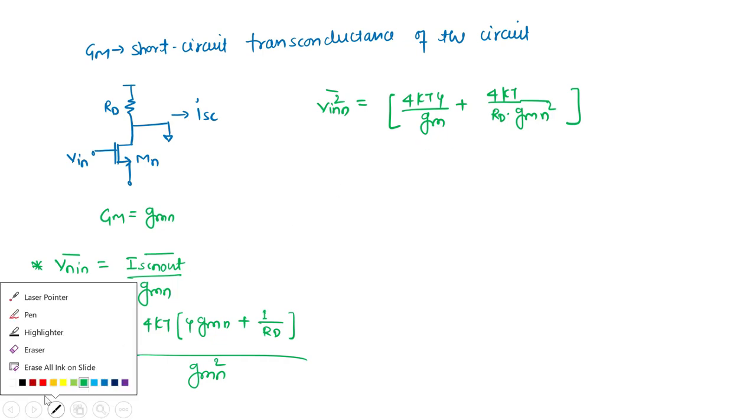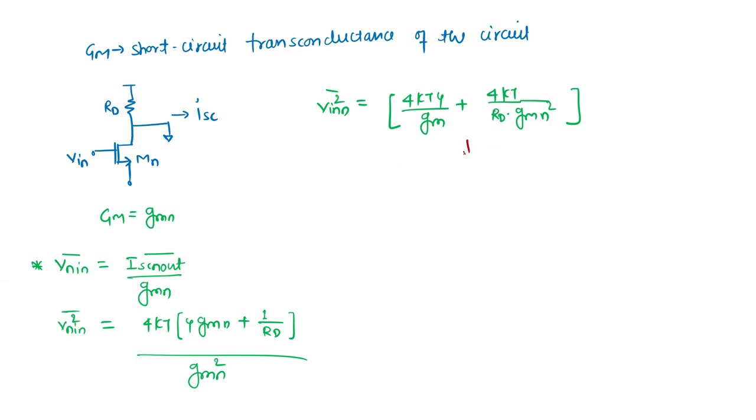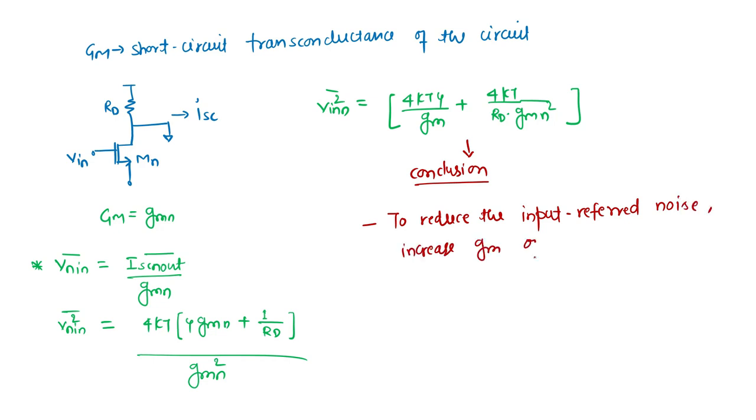So the conclusion of the story is this: to reduce the input referred noise, increase gm of the input device where we are taking the input. This is one conclusion. Then there are also limitations on increasing gm. What are the limitations on increasing gm that we have to see?